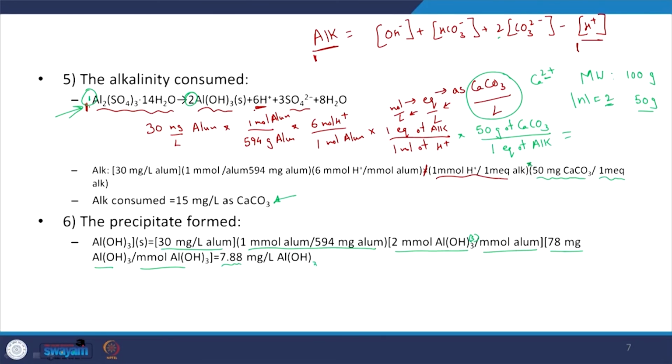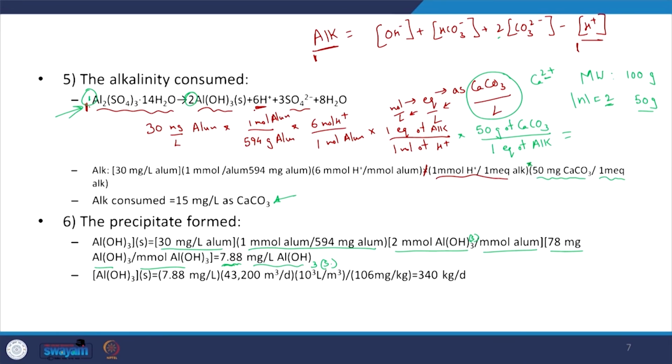And now I will get this, but what does this mean? It does not mean that there is 7.88 milligrams of aluminum hydroxide, the solid, dissolved in water. No, it means that this amount of aluminum hydroxide solid is precipitating out per liter of your solution. That is what it means.